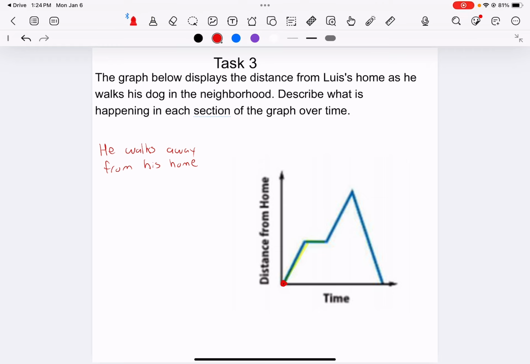The next part is that his distance from home stays the same. So we could say he stops to take a rest. He stops moving. Then he continues to walk farther away from home. And then the last part he ends, and now his graph is decreasing. So that means he walks back home because he's ending his walk with his dog.